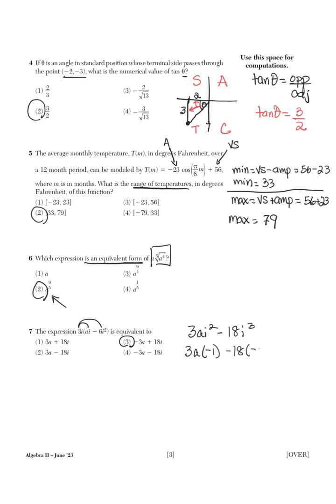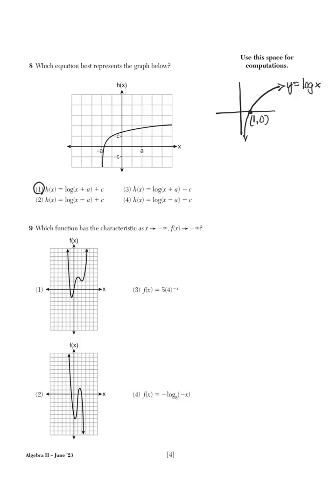I cubed is negative i. And then we're just going to simplify that. So this is going to be negative 3a, and this is going to be plus 18i. Answer to number 8 is choice 1.